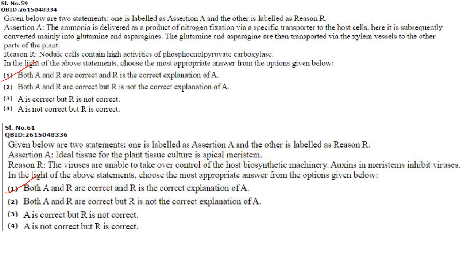Then next one. Given below are two statements. One is labeled as assertion A and the other is labeled as reason R. Assertion A: Ideal tissue for plant tissue culture is apical meristem. Yes, because you can get virus-free plants. Reason R: The viruses are unable to take over control of the host biosynthetic machinery. Auxins in meristem inhibit viruses. So both A and R are correct and R is the correct explanation of A.